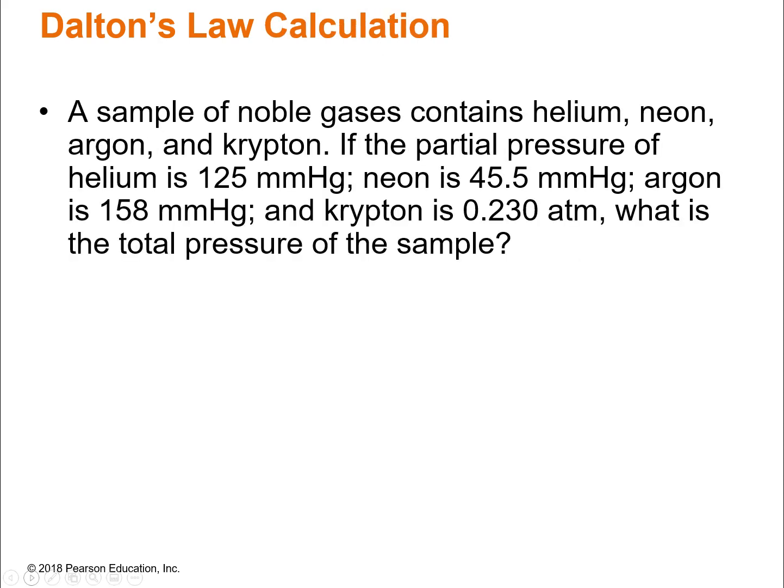So here's a sample problem. We've got a mixture of noble gases. It's got helium, neon, argon, and krypton. Very exclusive bunch. We've got all the partial pressures listed here. I'm not going to read them off. I'm just going to highlight them. We have to figure out the total pressure of the sample.